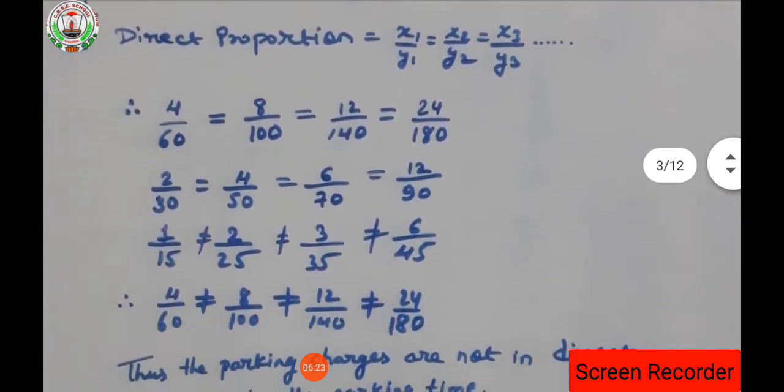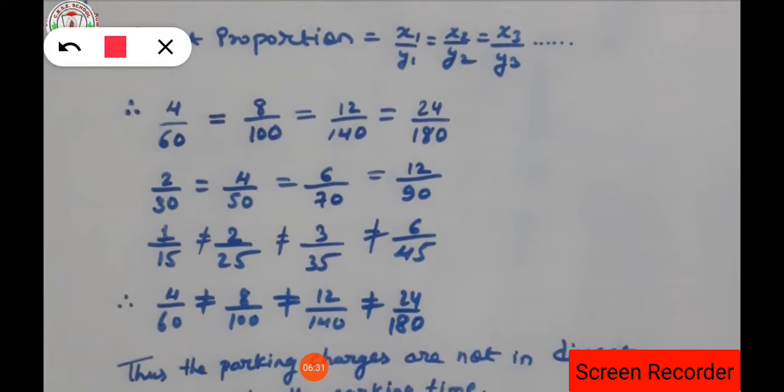As I told you, we have to check whether the hours and the rupees are in proportion or not. So 4 hours is equal to how much? 60 rupees, isn't it? In the same way, 8 hours is equal to 100 rupees, 12 hours is equal to 140 rupees, and 24 hours is equal to 180 rupees.